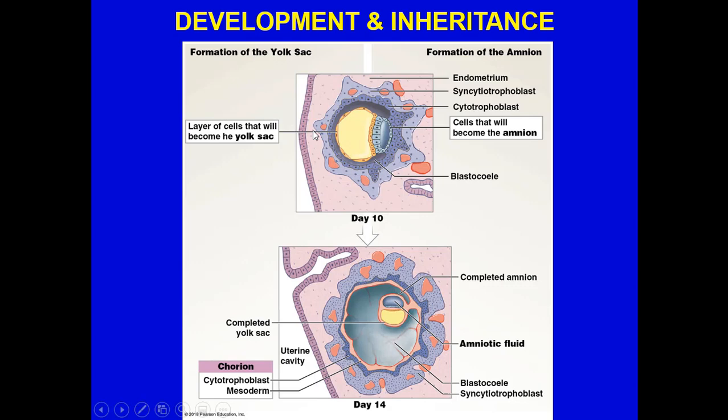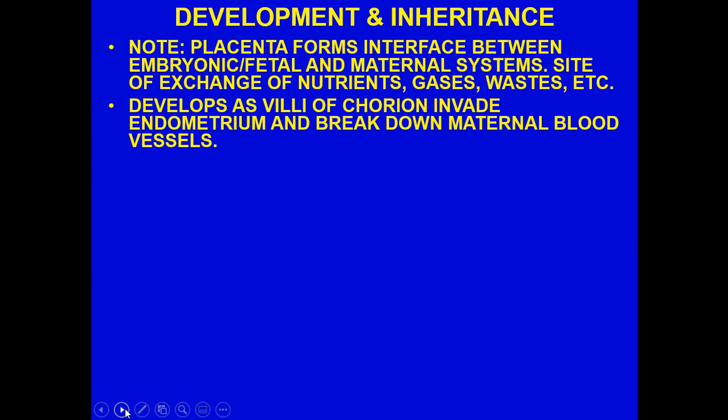And you can see some of these formations here. These cells will be the amnion, the amniotic fluid here. The completed yolk sac is down here, the chorion. Now, let's start going into a couple of other important areas. The placenta forms, in essence, the interface between embryonic, fetal, and maternal systems. Okay? It's the site of exchange for nutrients, gases, wastes, etc. And it develops as villi of the chorion invade the endometrium and break down maternal blood vessels.